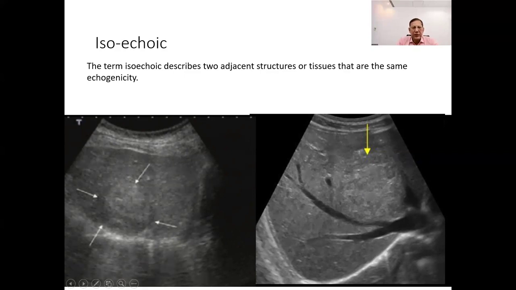Isoechoic structures tend to blend in with surrounding tissues and may not be easily identifiable, but subtle differences in echogenicity and their capsular surrounding margins can help identify abnormalities or pathology. Pathological conditions, such as early-stage tumors, may appear isoechoic to surrounding tissues.